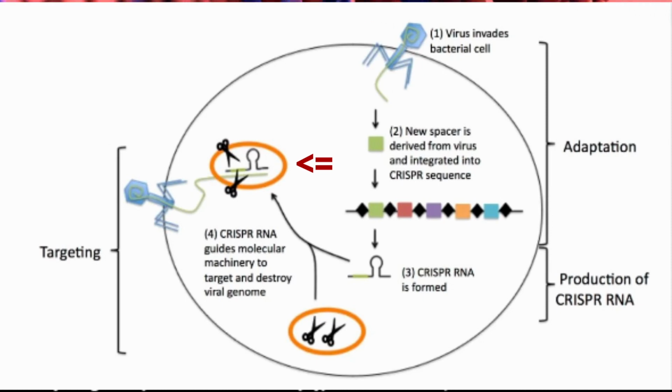And now the viral DNA tries to repair itself using the bacteria's repair mechanism, but it cannot. So the viral DNA is compromised, and therefore it's not able to harm the bacteria. So this is the whole sequence.